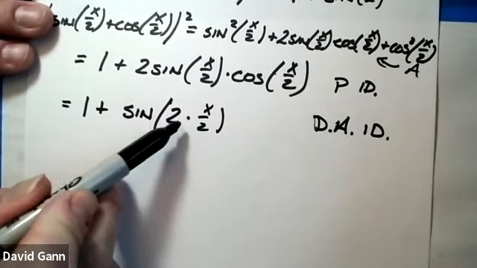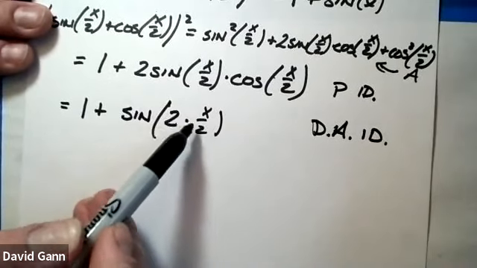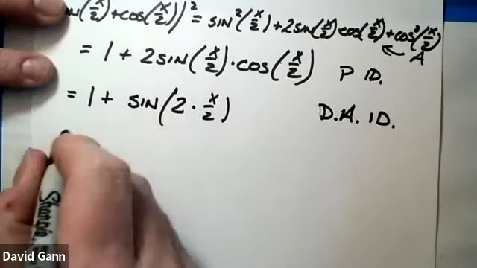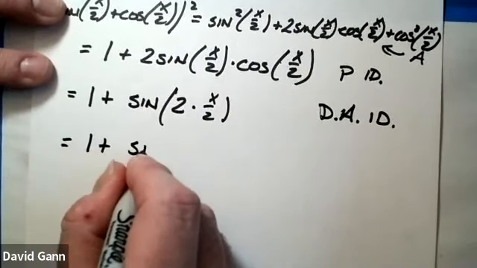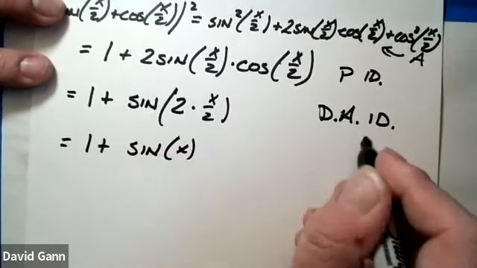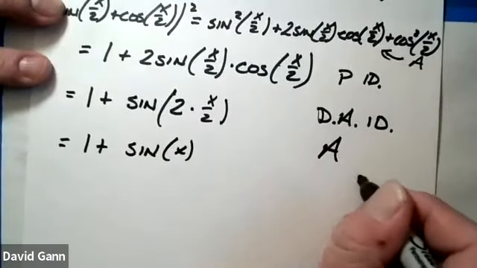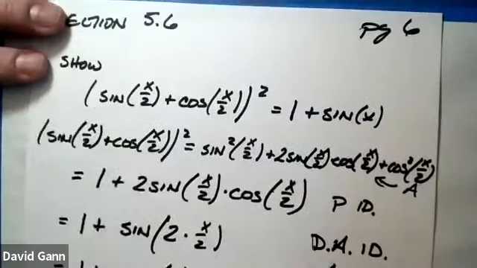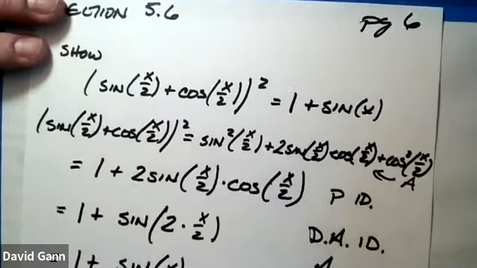And then we've got some simplification. I mean, we can do algebra inside these arguments, and you're just going to get that this is equal to 1 plus sine of x, which is an algebraic step, and that completes the proof. We started with the left-hand side, and we ended up with the right-hand side.